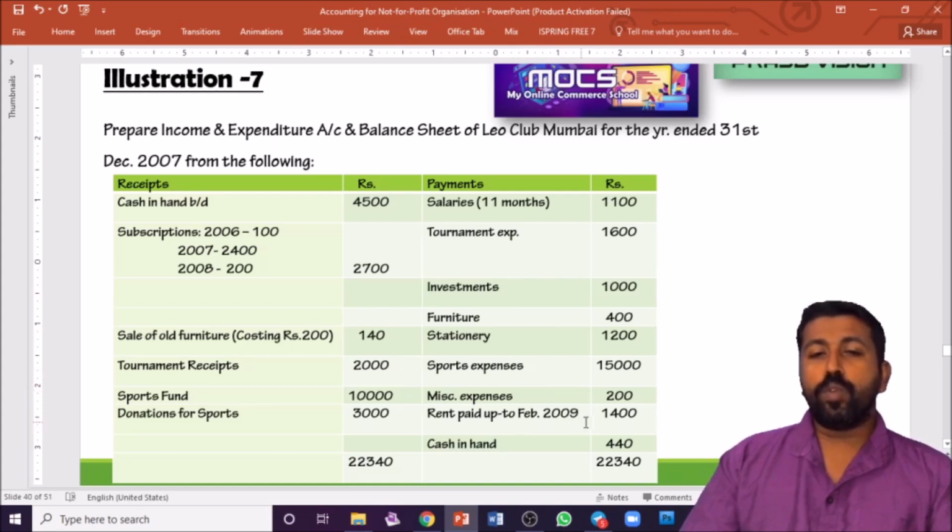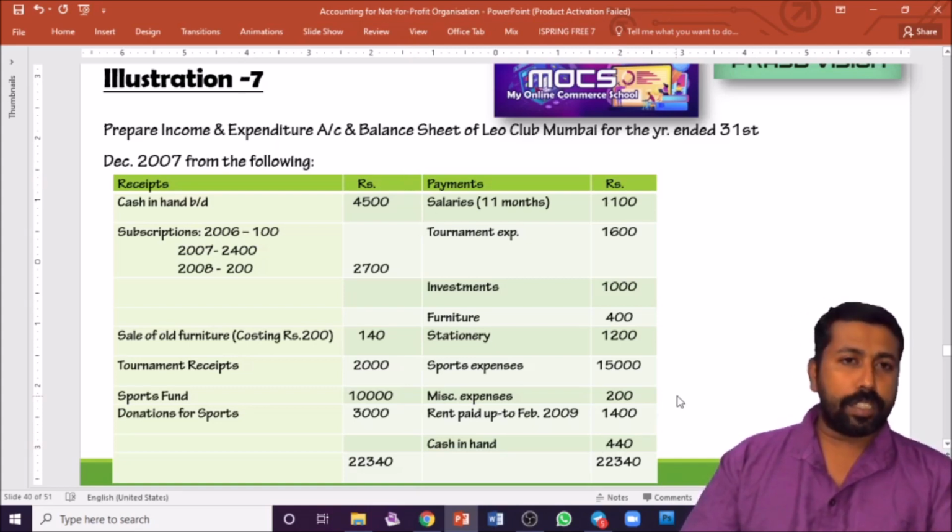Rent paid up to February 2009. Actually, please look at the financial year. It is for 2007 and 8. But they paid up to the month of February. Additional 2 months they paid extra. So we have to deduct it. The prepaid expense we have to deduct. Cash in hand, the closing value will be taken in the final balance sheet.